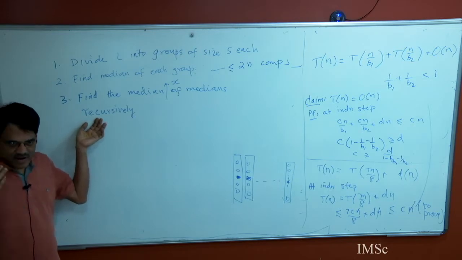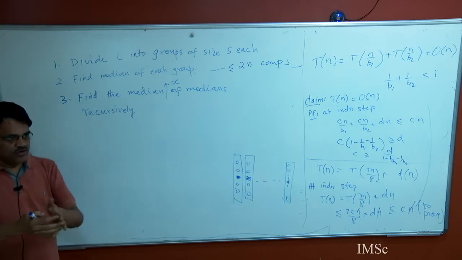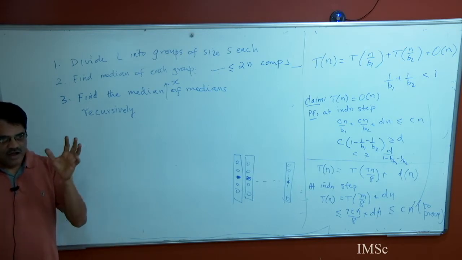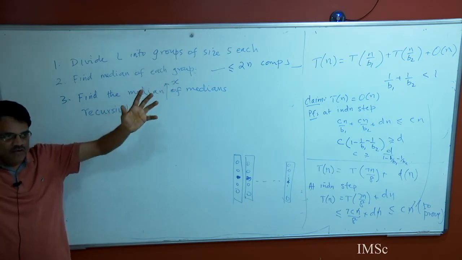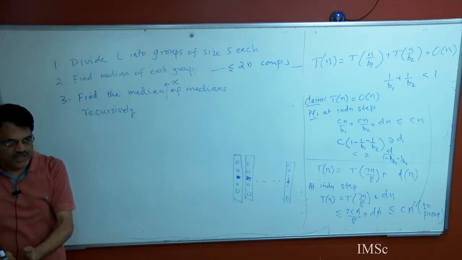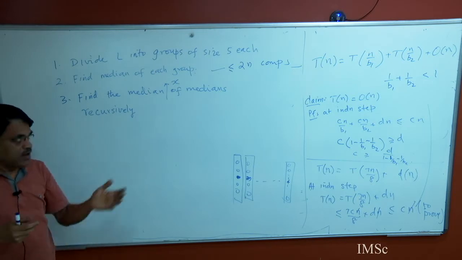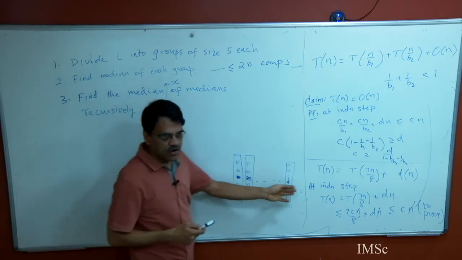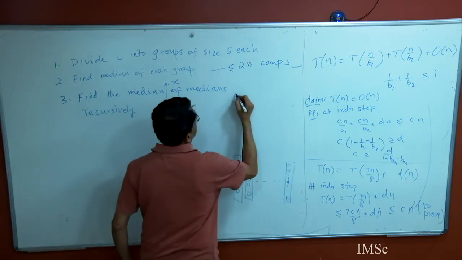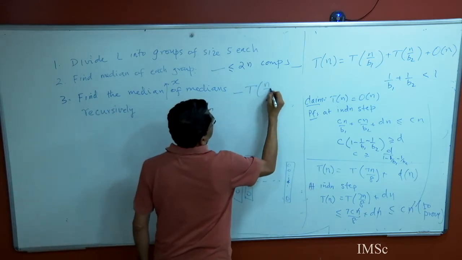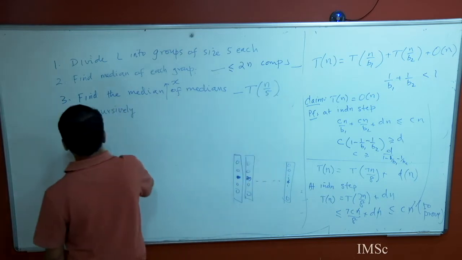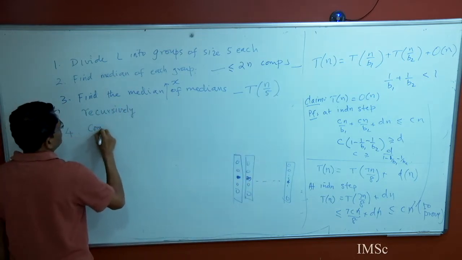So how much time does it take for this step? Yes, because it's a recursive step, so you have to use your recurrence relation. If T of n is the overall time, for this group, it's T of n by 5 because there are n by 5 elements for which you are finding the median. So this will be T of n by 5. Now compare x with all elements.